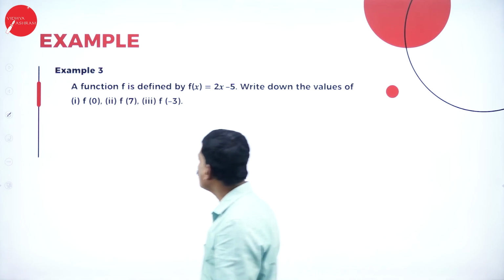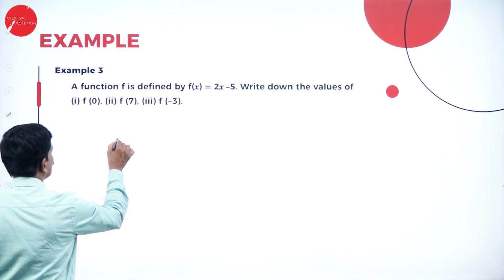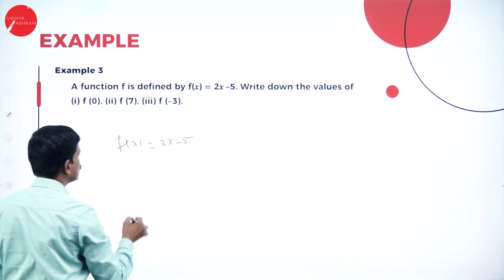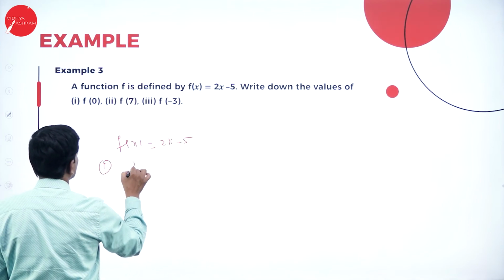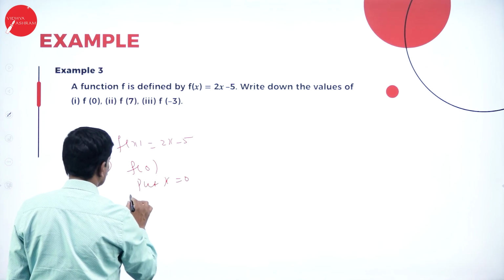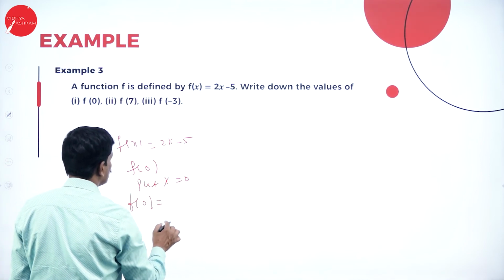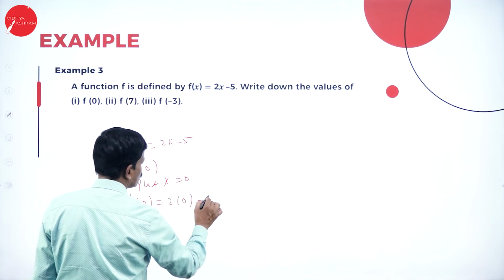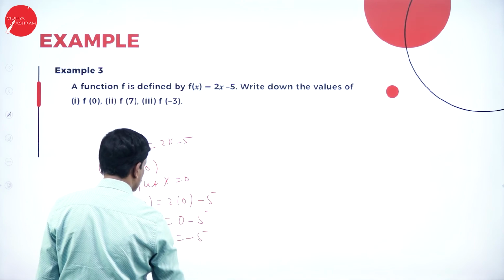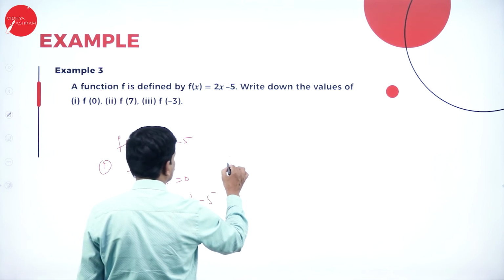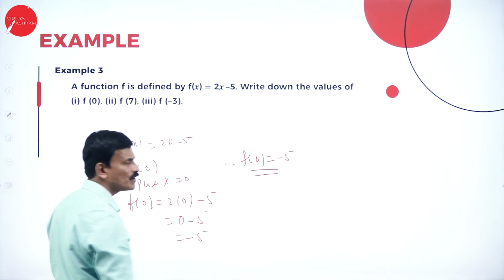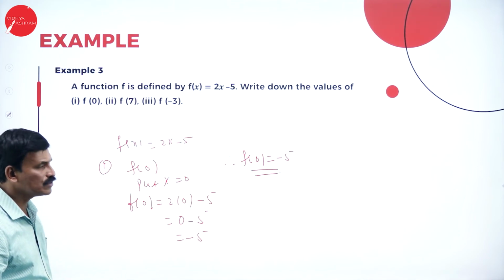Now let us write what is given first. f of x is equal to 2x minus 5. Now what is to find first? f of 0. Put x is equal to 0. Then you will get f of 0 is equal to 2 into 0 minus 5. That is 0 minus 5, which is minus 5. So therefore f of 0 is equal to minus 5. First answer, f of 0 is equal to minus 5.